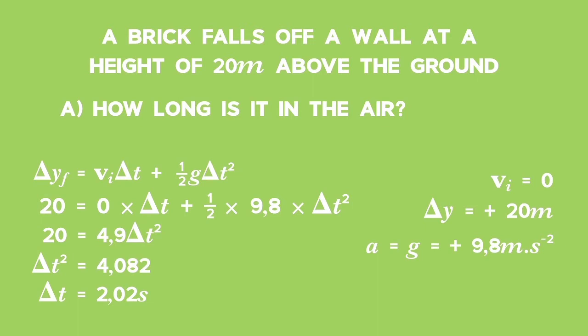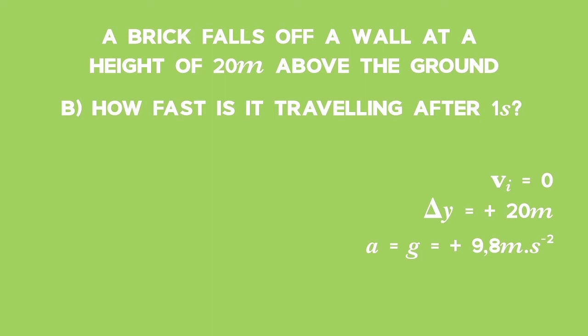It often happens that either time looks negative or you are required to find a square root of a negative number. That means you messed up a sign. Go back and check. Part B asks how fast it is traveling after 1 second.